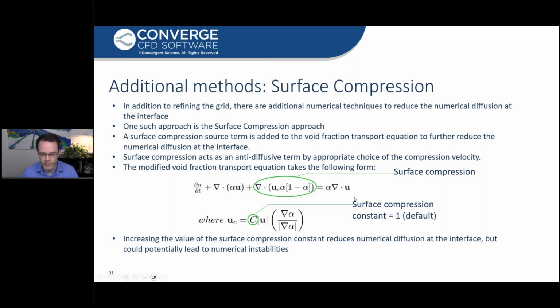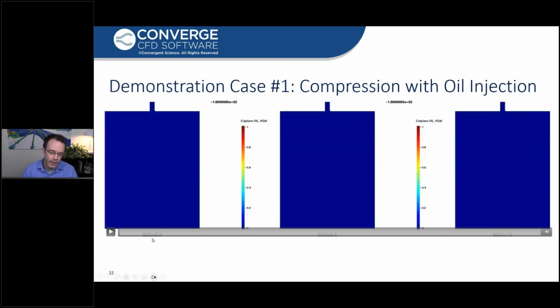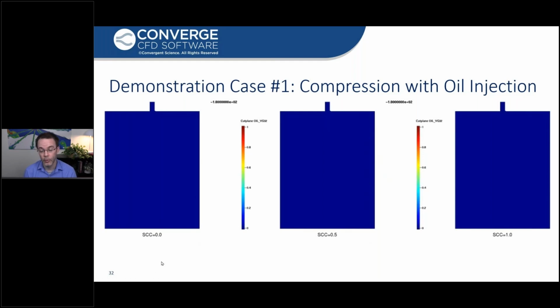The modeled void fraction transport equation, or similarly your species transport equations, would see an additional surface compression term in there, which applies an amount of anti-diffusive flux to combat the numerical diffusion at the interface. And in terms of modeling the flow in multi-phase positive displacement compressors, the main question we have is this: can applying surface compression at the interface between the phases improve the accuracy of the solution while not causing any harm, for example, numerical instabilities? And to this end, we first look at that test case we were looking at before, the injection into the compressing cylinder, for three different values of the surface compression constant. These values range from 0 on the left-hand side to 1 on the right-hand side.